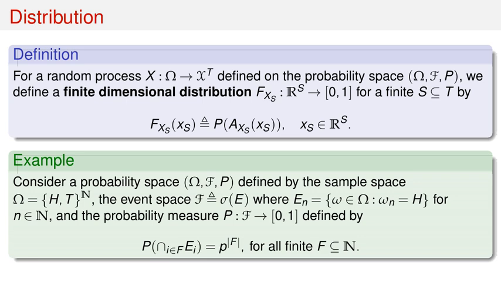Consider an example, a probability space (Ω, ℱ, P) defined by the sample space Ω equals the set {H,T}^ℕ, the event space ℱ equals σ(E), where E_n is head on nth toss, and a probability measure P from ℱ to the closed interval [0,1] defined by P of the intersection for i in F of E_i equals p raised to the cardinality of F, for all finite subsets F of ℕ. This describes a sequence of independent Bernoulli trials.